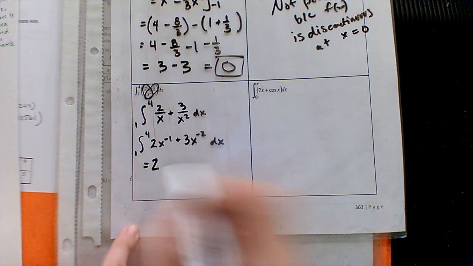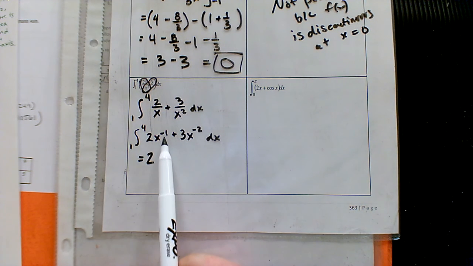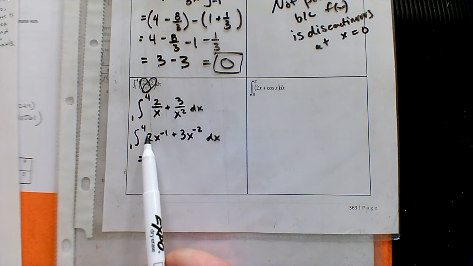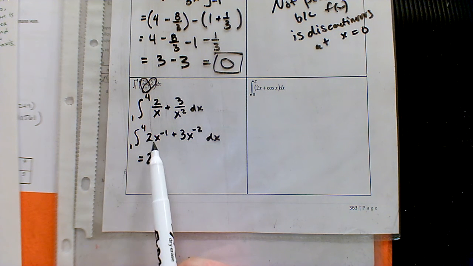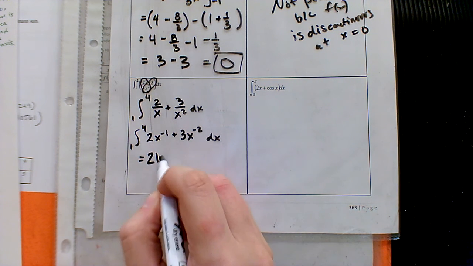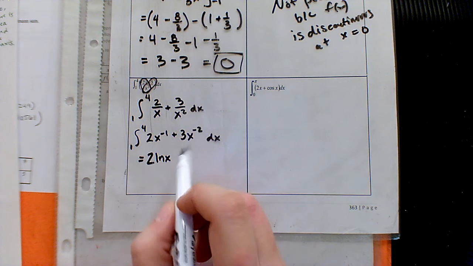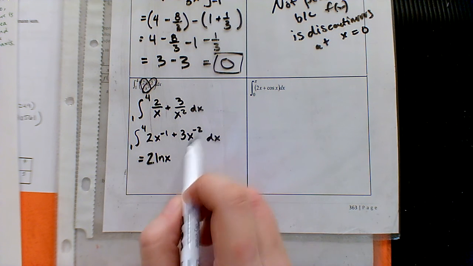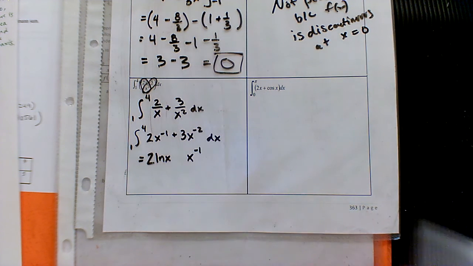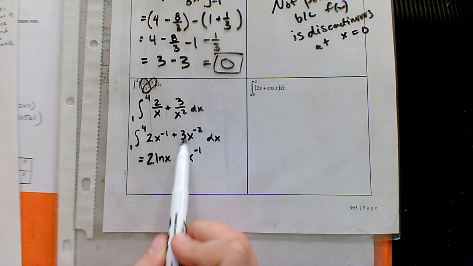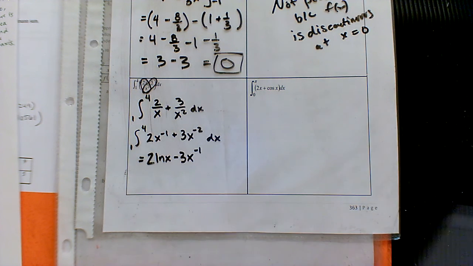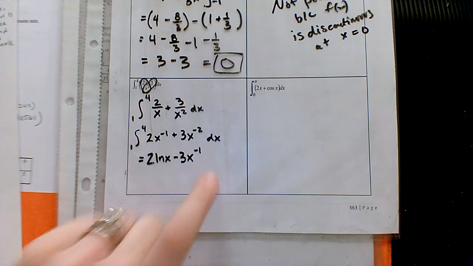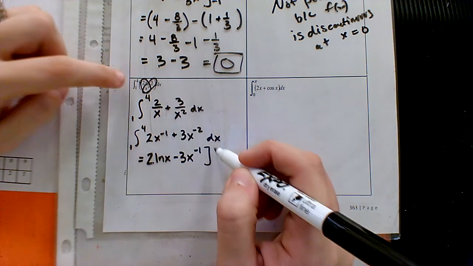Nice. Okay. So if you try to reverse power rule, the new power would be 0, but you can't do 2 divided by 0 because that's undefined. So we know this is going to be a special antiderivative. It's actually a natural log. All right, so 2 natural log of x. We should be able, though, to do reverse power rule on the next one. If we add 1 to the power, that'd be negative 1, and then divide 3 by the new power, which would be negative 3. Okay, we don't need the plus c, though, because we know the bounds.